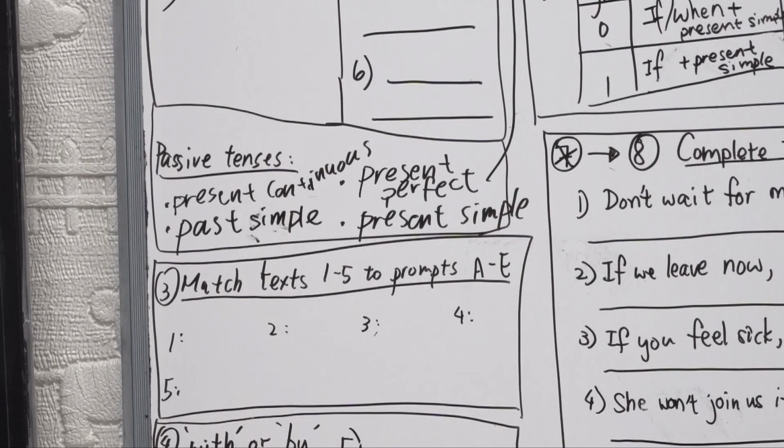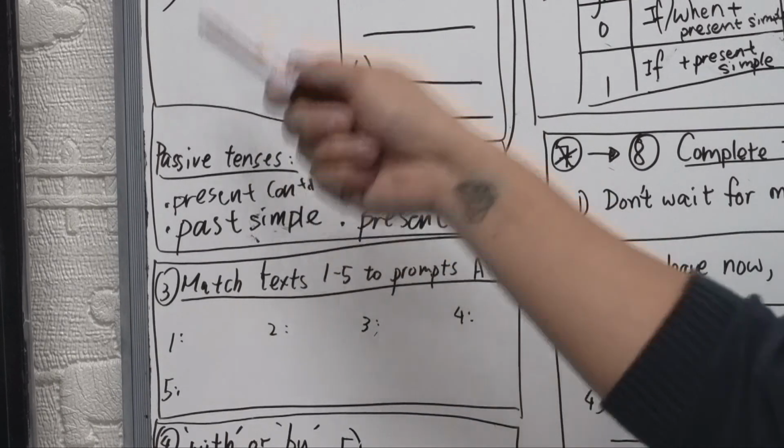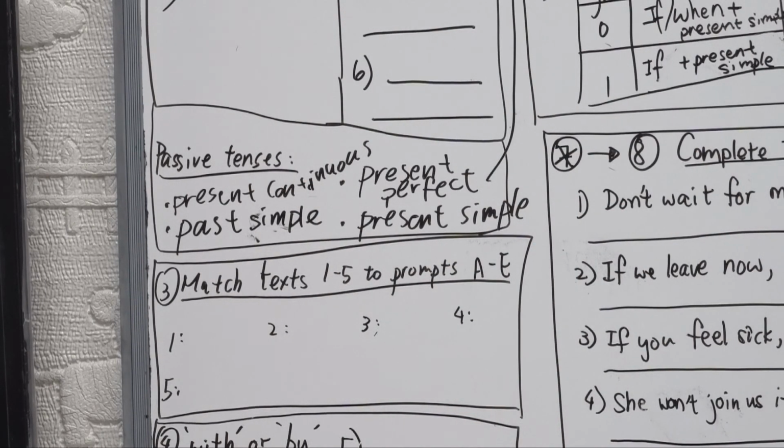Present simple, P-R-E-S-E-N-T, simple, S-I-M-P-L-E. All right, present simple. Now, I have no space to write it down here. Maybe I can put it up here, okay? Up here. For number 5, must be worn, must be worn.